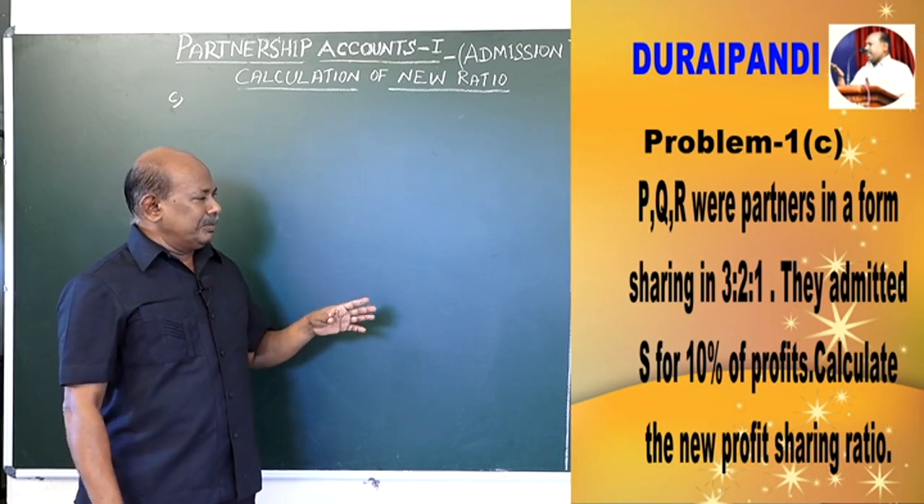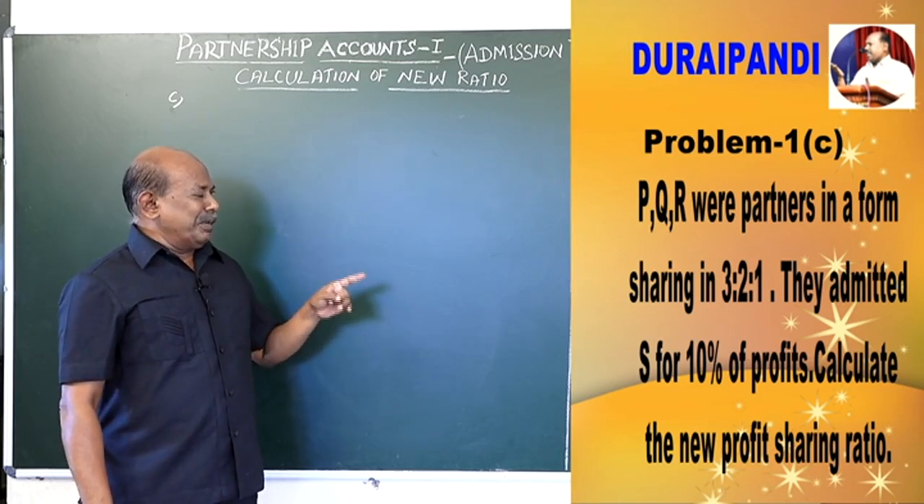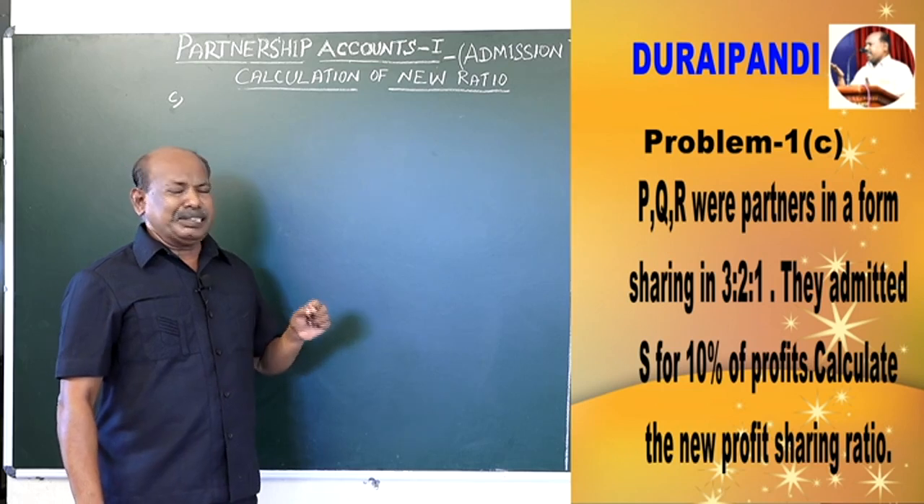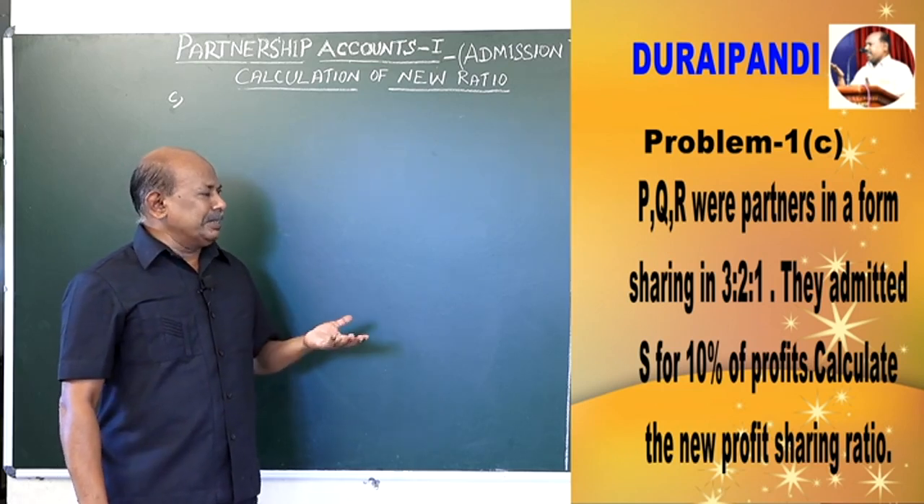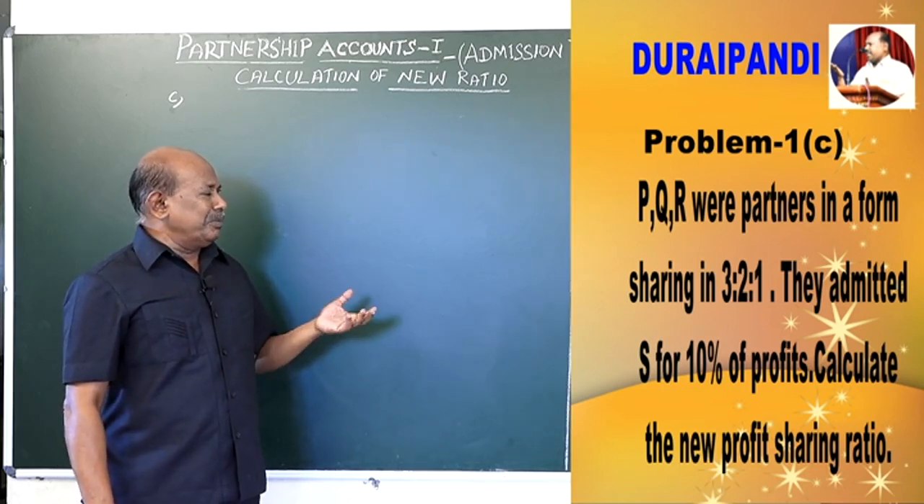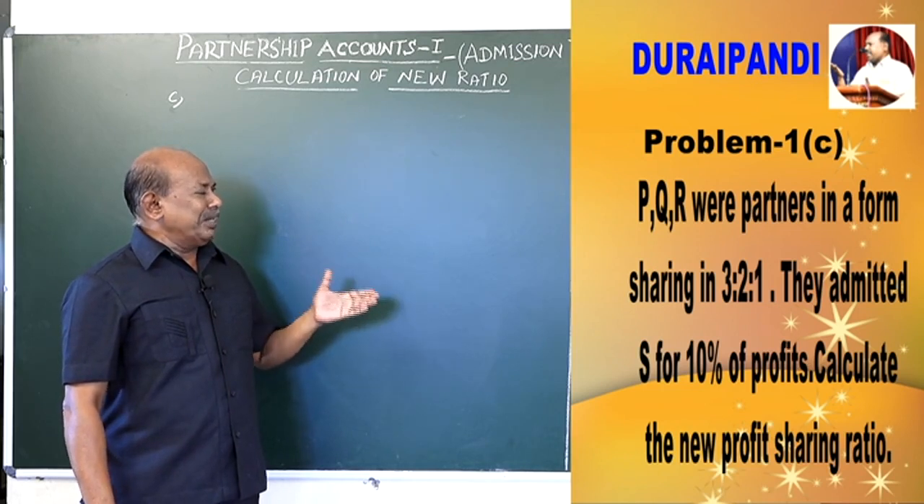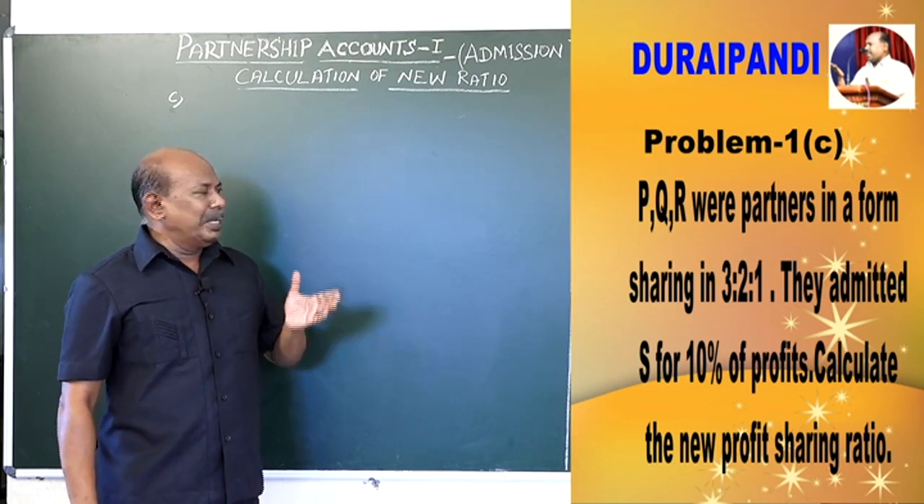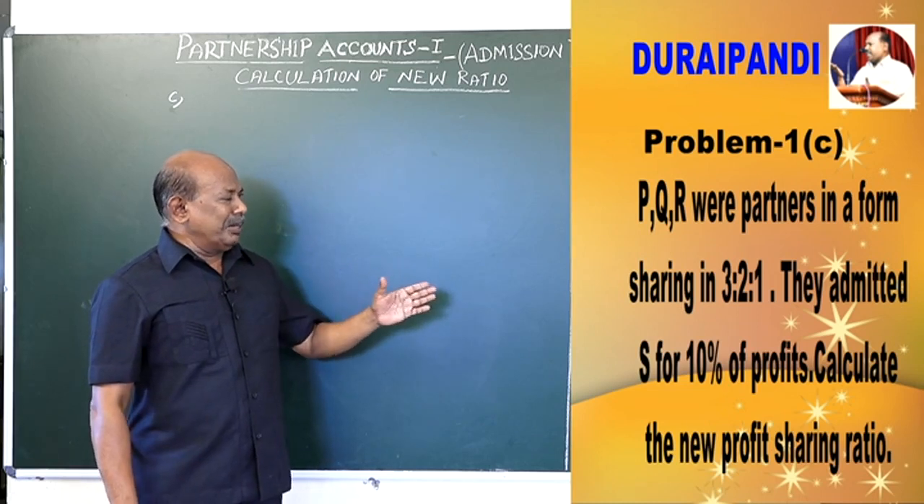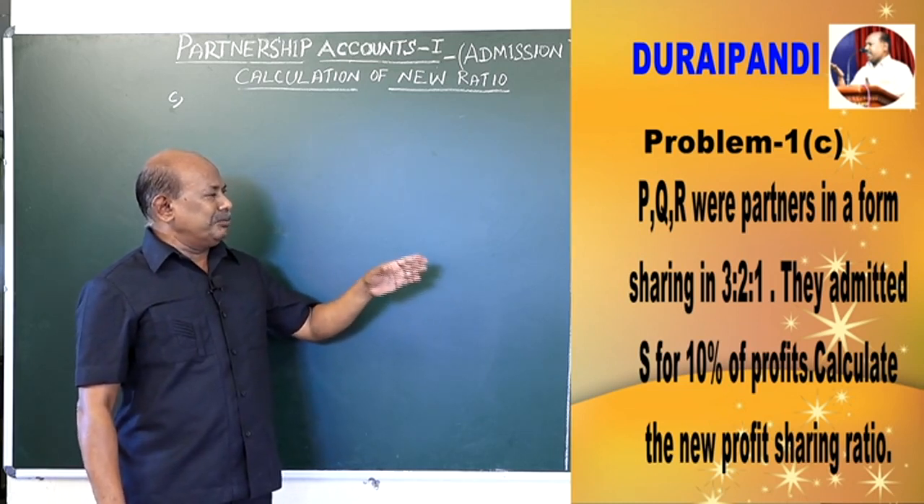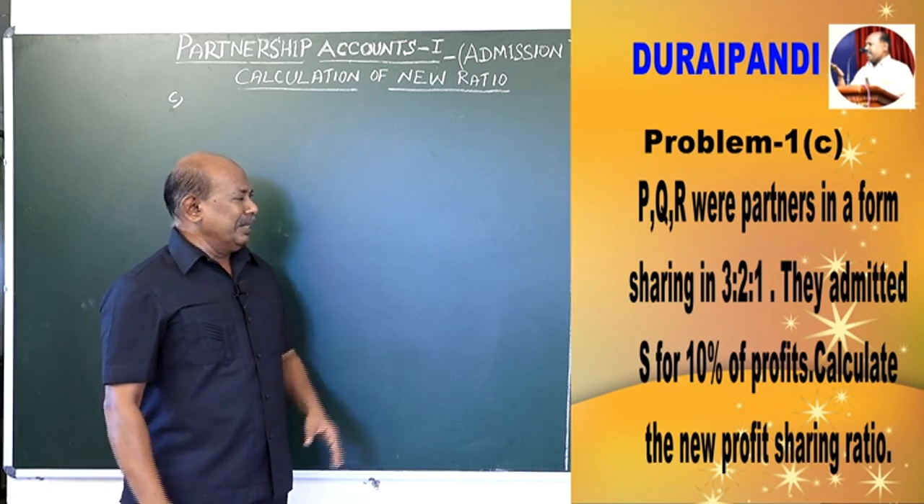Here in this problem, the new partner is to be admitted for 10% of the profits. The remaining share of the profit is to be shared by P, Q, R in their old profit sharing ratio. Now we have to calculate the new profit sharing ratio of P, Q, R and S.